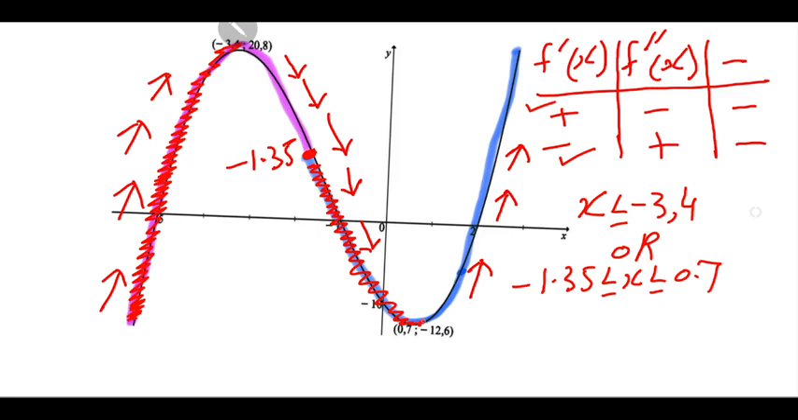But from here you can see the first derivative is positive and the second derivative as well positive. So we cannot use that because positive times positive gonna be positive. So these two intervals, this is my final answer. The inequality holds for these two intervals. So the inequality holds for x less than or equal to negative 3,4, or between negative 1,35 and 0,7.